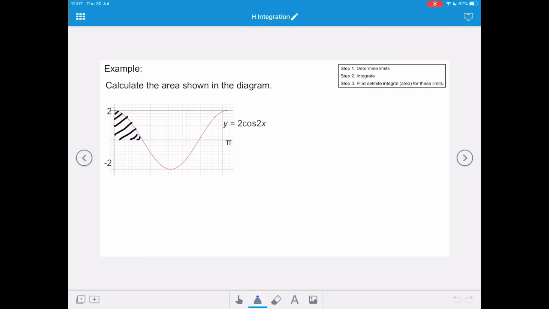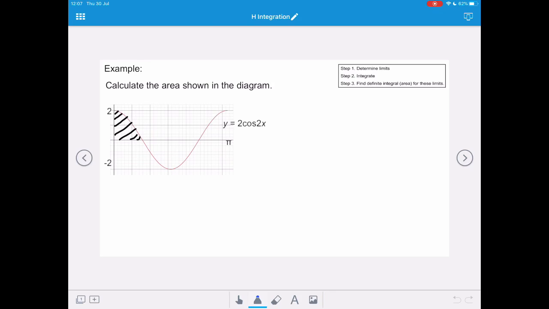So the next example, we want to calculate the area shown in the diagram. And in this example, we're told that the curve is y equals 2 cos 2x. We've got a shaded in area that's above the x-axis, but we will need to determine what the limit is of our shaded in area.